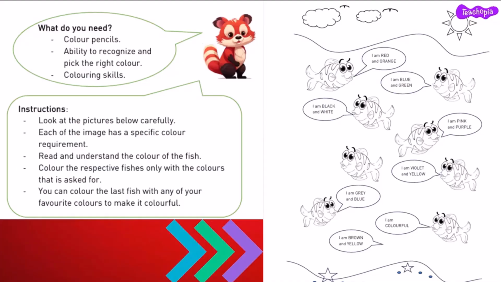Likewise, the second fish says, I'm blue and green. So the students are going to pick up the colors blue and green, and color the fish accordingly. Likewise, as facilitators, you can guide the learners to finish coloring all the fishes till the end. And the last fish, facilitators, if you can just take a look at it, says, I am colorful. So the learners can have some fun mixing the colors to make our beautiful fish colorful.